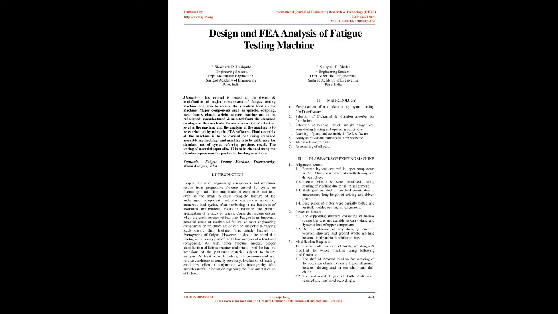Design and FEA analysis of fatigue testing machine. Abstract. This project is based on the design and modification of major components of fatigue testing machine and also to reduce the vibration level in the machine.